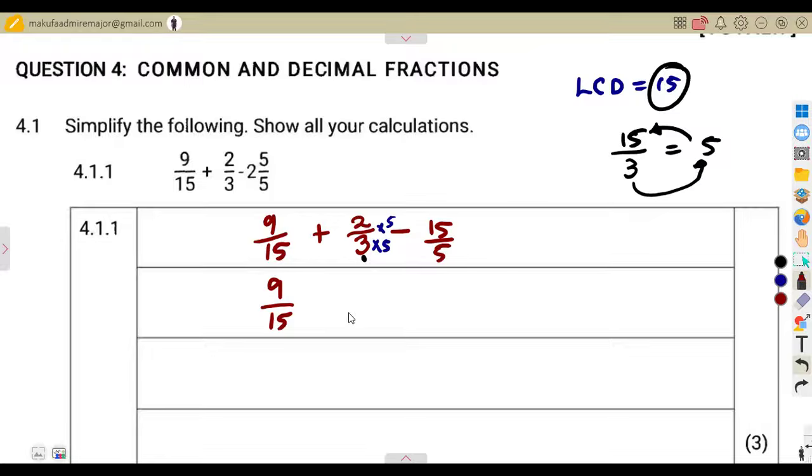So if I multiply by 5, what does it mean? It means we are going to have 2 times 5. What is 2 times 5? That is 10 over 3 times 5. We now have our 15. Okay?